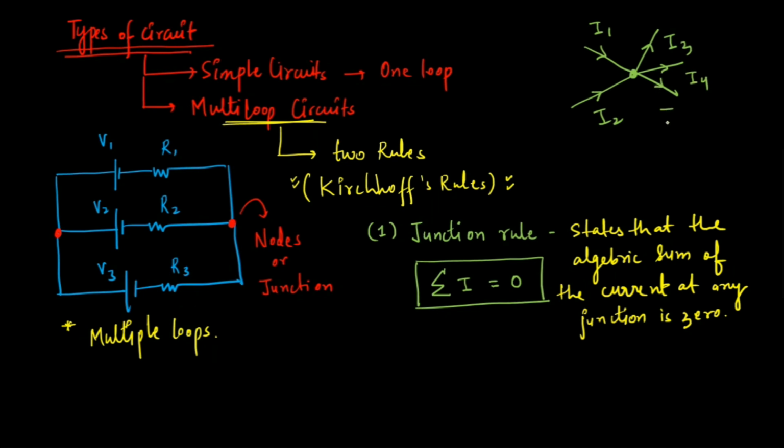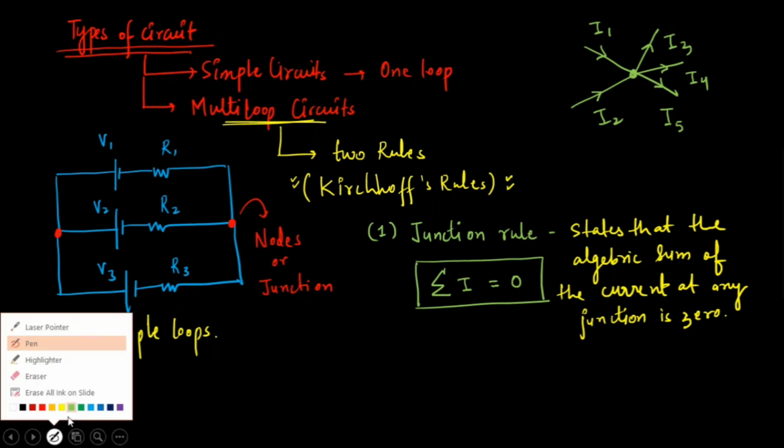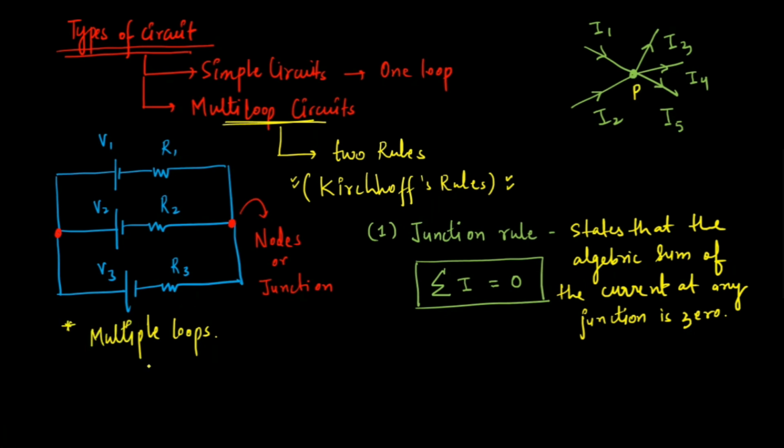What this rule says is that whatever current is coming to the junction or the node, like this P is a junction, must be equal to whatever current is leaving the junction. What does it mean? It simply means that I1 plus I2, as they are coming to the junction, must be equal to I3 plus I4 plus I5. Or you can also say that whatever current is coming to the junction minus whatever current is leaving the junction is always equal to 0. And from here we get this particular equation.